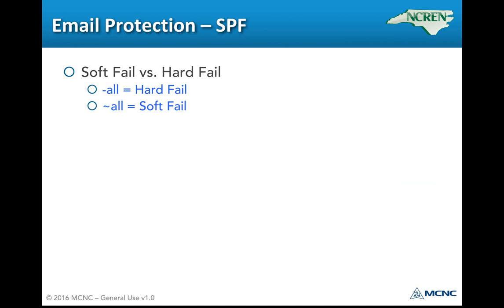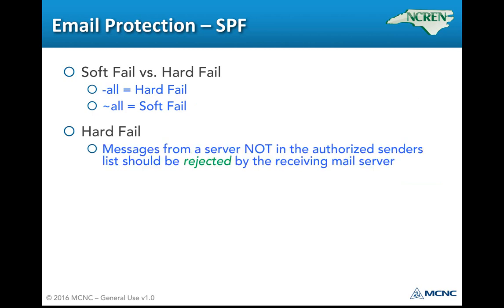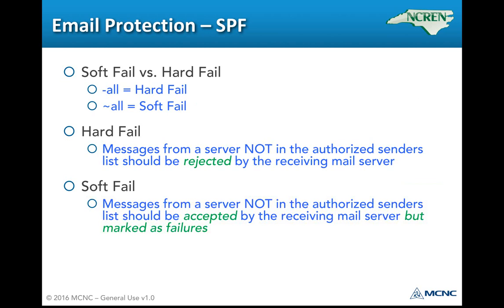So if you receive a message and you verify it via SPF and it's coming from a place that's not listed in the authorized email servers, you as the receiver should reject it if that record is set to -all or set to hard fail. If you specify soft fail in your record, you're telling receivers that if they receive a message that's not in the authorized sender list, they should go ahead and accept it, but they should mark it as a failure. That's what a soft fail means.